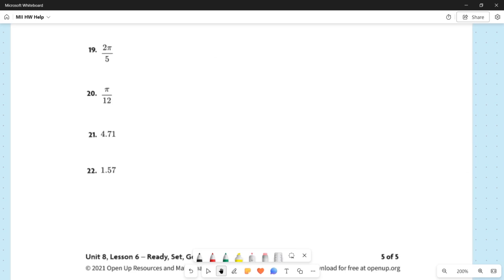Question 19 asks us to convert 2 pi over 5 radians into degrees. If anyone is familiar with the unit circle, this radian measure may look a little strange because it doesn't really pop up on the unit circle, but I'm not sure if anyone's been exposed to that yet. But let's just go ahead and convert this. So we've got 2 pi over 5. That's my original radian measure of my angle.